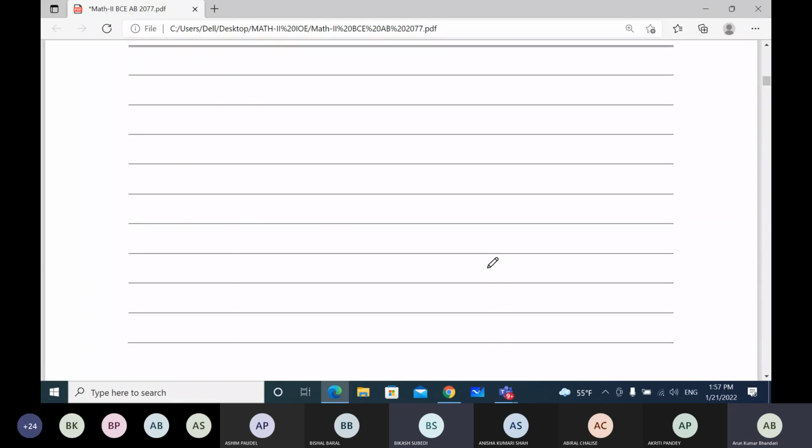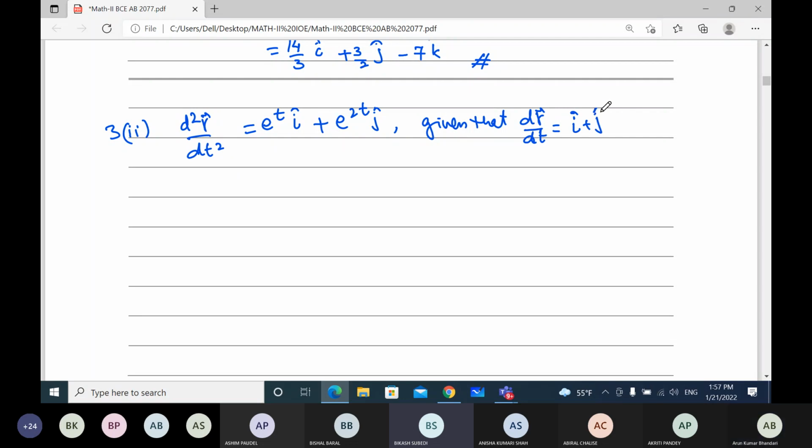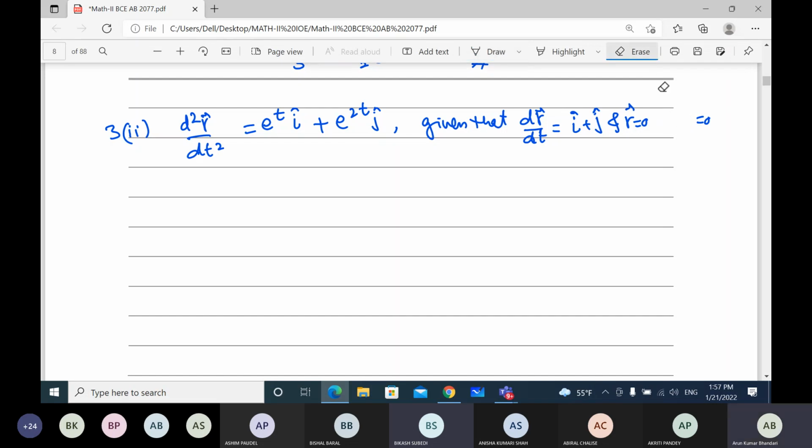Okay, let's solve a differential equation. Integration is useful for solving differential equations. Let us solve the differential equation: d2r by dt square is equal to e^t i plus e^(2t) j, and given that dr by dt is equal to i plus j and r is equal to 0, both at t equal to 0. Solution.